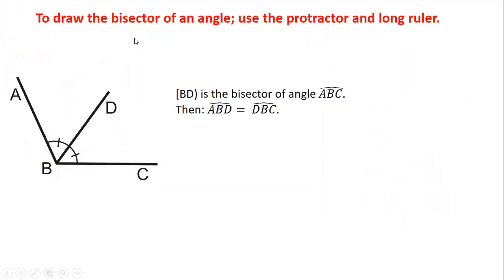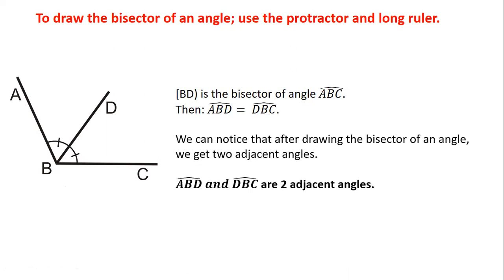So as I said, we always use a protractor and a long ruler in order to draw a bisector of an angle. And after drawing a bisector, we always get two adjacent angles. So if I have an angle ABC, this is the big angle ABC. As you can see, because angle ABD equals angle DBC, they are two equal angles, then the ray BD is the bisector of angle ABC. The two adjacent angles ABD and DBC are two adjacent angles in this drawing.